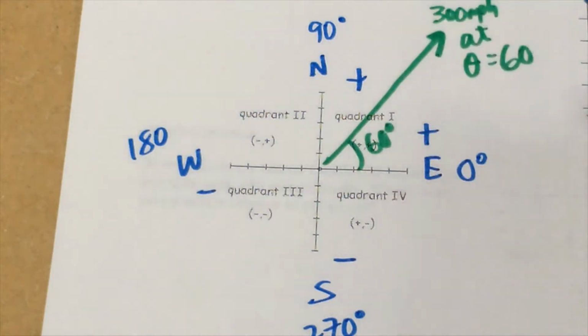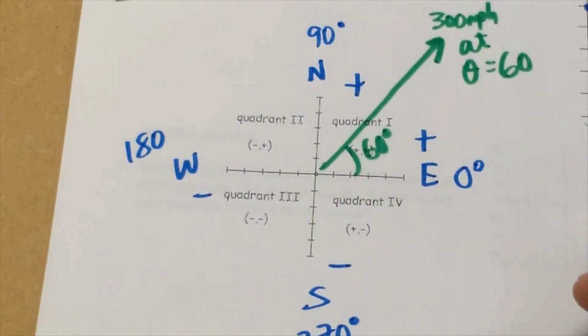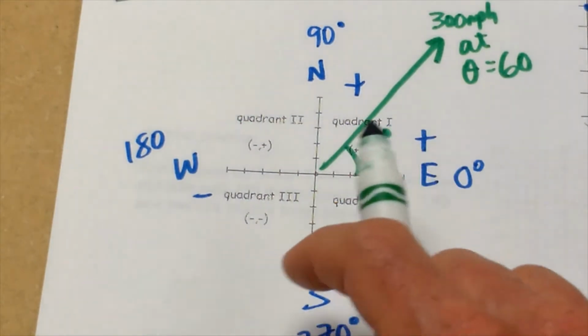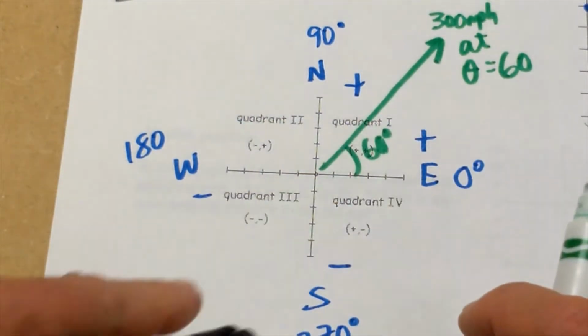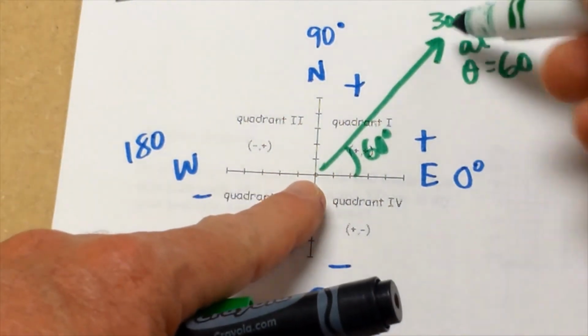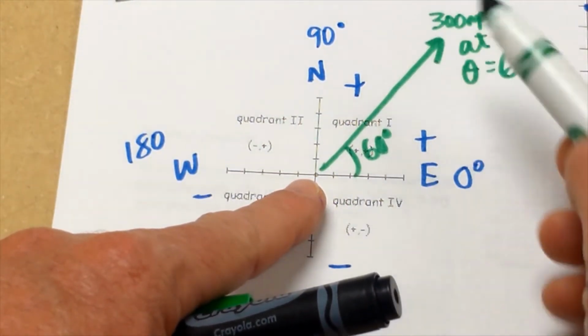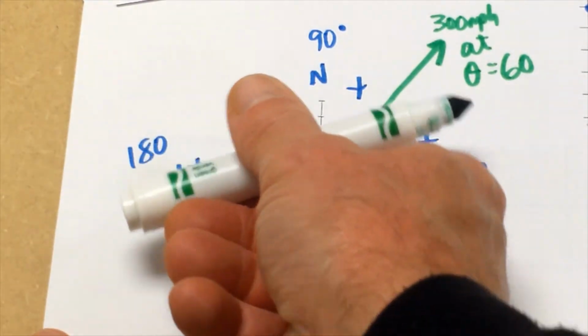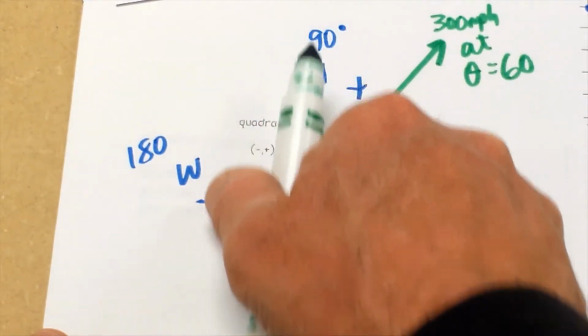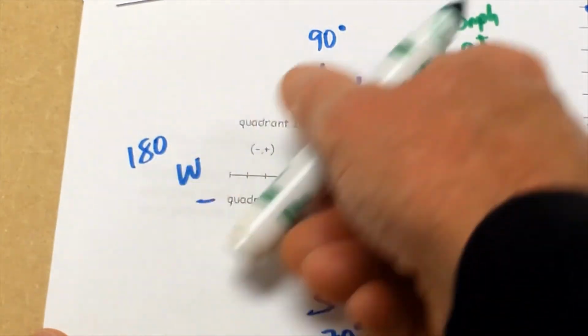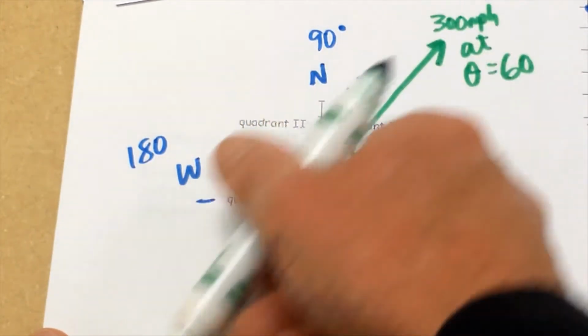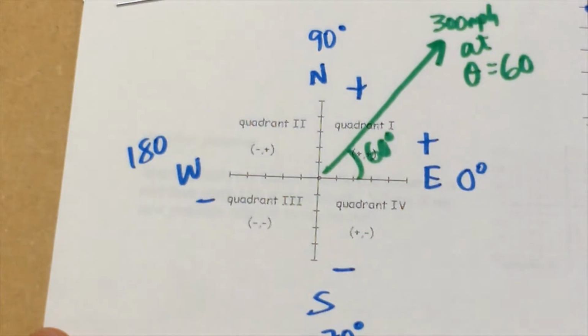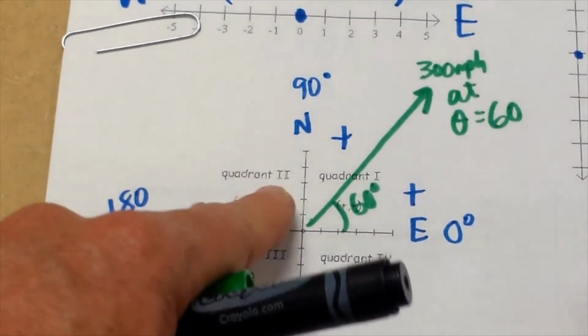Okay, that would be a first quadrant idea. And we could say that this 60 degrees was 60 degrees north of east. So if you're looking east, you would rotate your body 60 degrees towards the north, and you could then point along that vector that the plane was moving. So we can call that 60 degrees north of east.